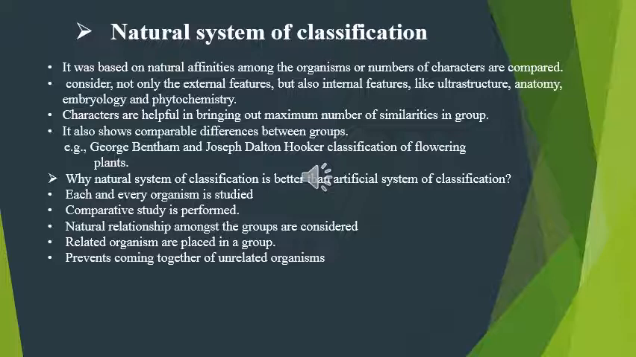Then the natural system compares two organisms, two plants, and does the grouping accordingly, but in the artificial system this was not so. The natural relationships among the groups are considered in the natural system of classification, and related organisms are placed in a single group, whereas it prevents the coming together of unrelated organisms. But the artificial system classified only by looking at outer morphology, so many times unrelated organisms were present in one group. So that's why the natural system of classification is better than the artificial system of classification.